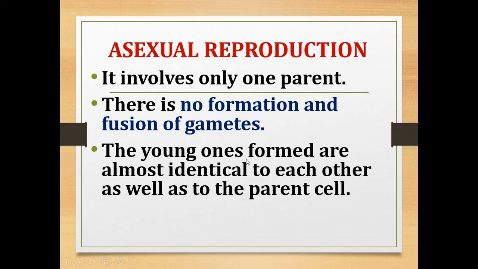The young ones formed are almost identical to each other as well as to the parent cell. Identical means similar. So the young one produced by the asexual mode of reproduction will be identical to each other as well as to the parent cell. Asexual reproduction involves only one parent and there is no formation and fusion of gametes.